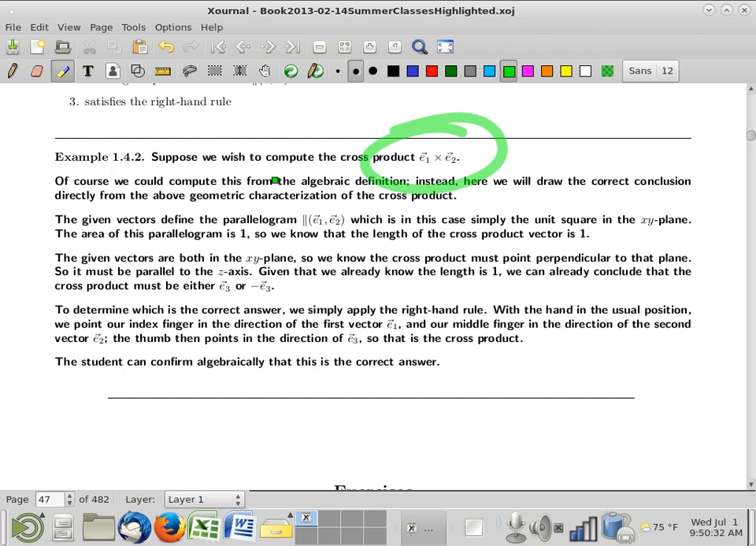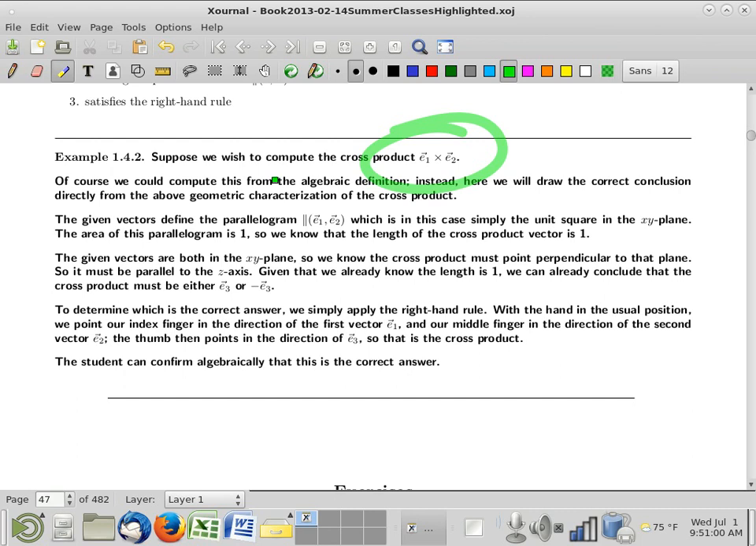Furthermore, E1 and E2 are both perpendicular to the z-axis. So I know that this cross product that I'm trying to find is parallel to the z-axis, and it has length equal to 1. So that means, right off the bat, I know that the cross product is either E3 or negative E3. Those are the only two possibilities, right? Because of direction, perpendicularity, and magnitude, because of the area of that parallelogram.